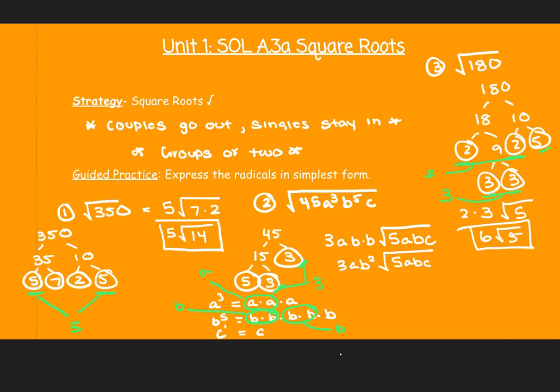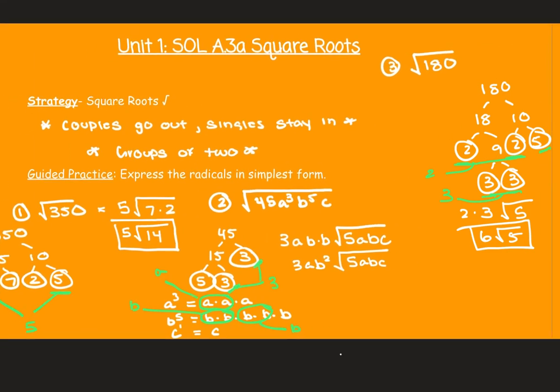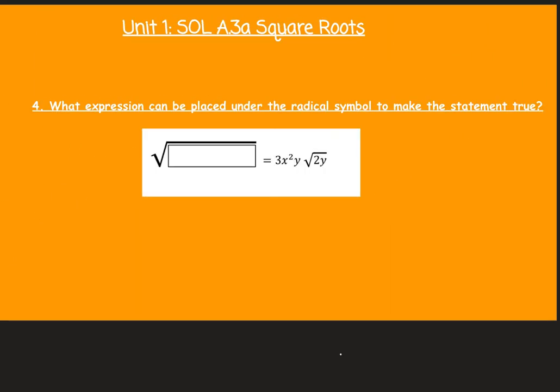All right, so let's look at an example of working backwards. In the previous examples, we went through and simplified to simplest radical form. Now we're going to look at when we're given the simplified version and we want to find the original radical. So if we think about this, this is a square root. So we said that we do groups of 2.